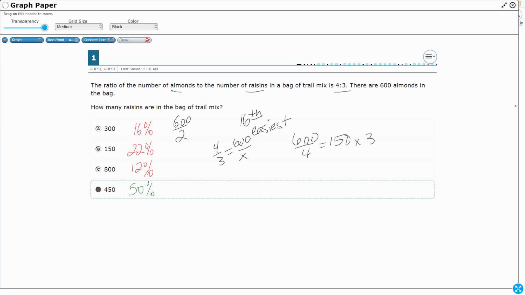And then if we got the 800 here, most likely what we did is we actually just set it up incorrectly, right? See, that 4 is supposed to be the almonds, and the 600 is the almonds, so they both need to be in the numerator. But if they set it up incorrectly, if they put the 600 down as your denominator, now watch this. You get your 2400 divided by this 3, and that's where your 800 comes from.